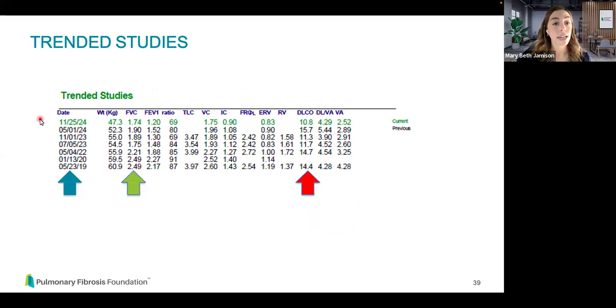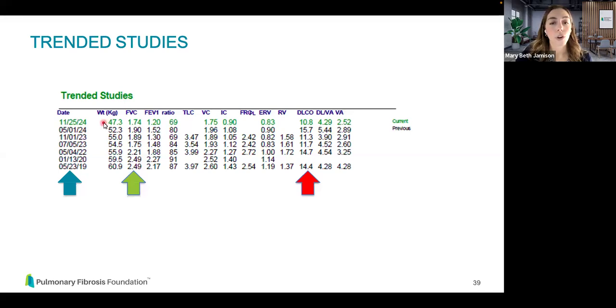So this is a trended study example. If you have this type of report, and most of them will be about the same, we have our dates here. It usually starts at the latest date and goes to the earliest date. Then you have your FVC column in this green, and our red column here is the DLCO. For the most part, you can ignore all of these other numbers to make it a lot simpler. And then you have your weight in this column, which can sometimes be helpful to look at as well, because that can affect your pulmonary function test, as it might in this example.